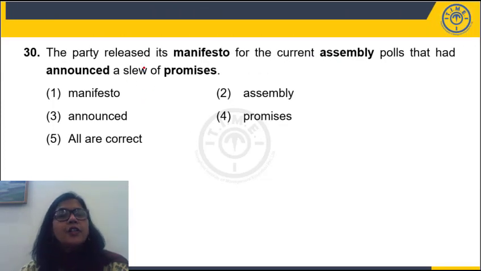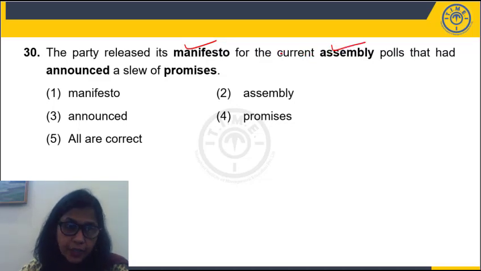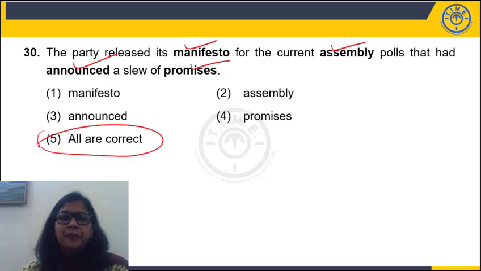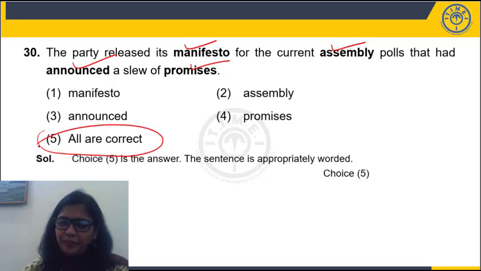The 30th question. The party released its manifesto for the current assembly polls that had announced a slew of promises. So in this case, which option should we have? Manifesto correct, assembly polls correct, announce correct, a slew of promises correct. So all correct. Fine.